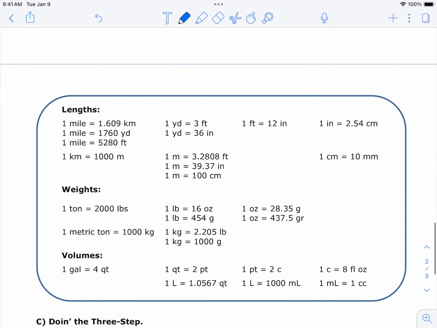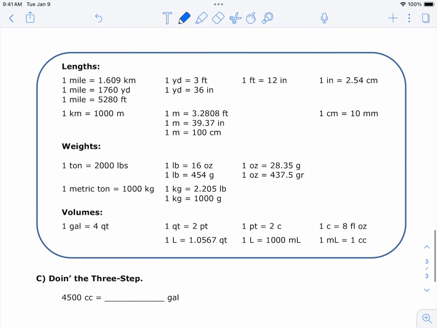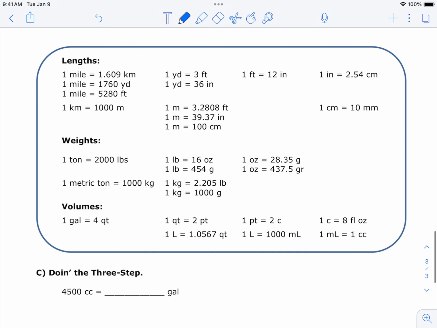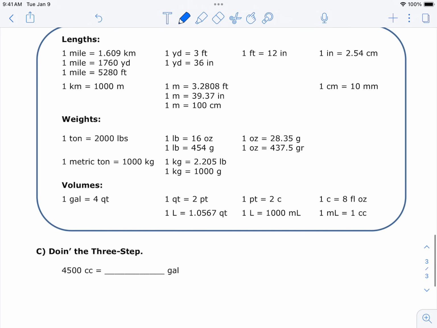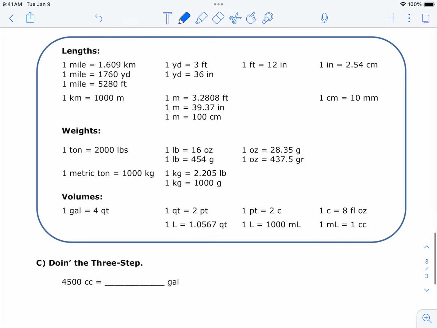One more example I wanted to do, just to make the point. You don't have to limit yourself to 2 steps, of course. So just once, just for fun, we're going to do the 3-step. So here's a situation where you might need to use a 3-step. We've got to get from cc's all the way to gallons. cc's to gallons. All right, here we go.